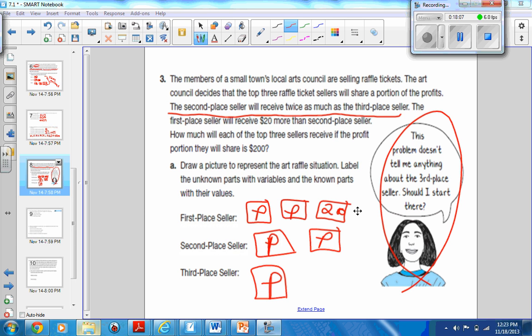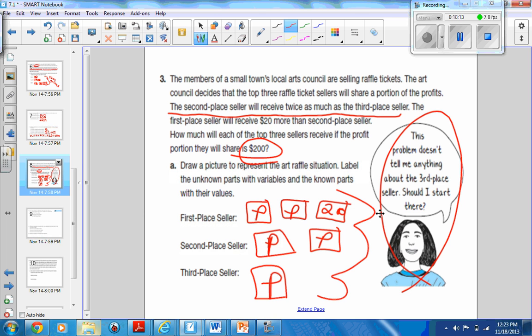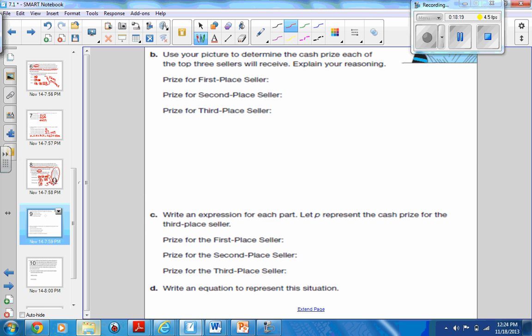And all of that together would be what? Well, it says they will share $200. So all of this together will add up to $200. So that's your picture. Now you're going to come up with how much each one gets using that mental math again, or whatever method you have come up with. And go ahead and do C, where you will come up with the expressions using the picture and the equation. So pause the video, answer B, C, and D, and check yourself in just a second.